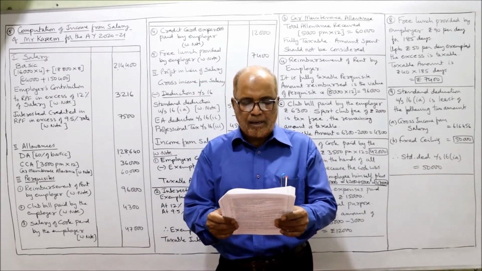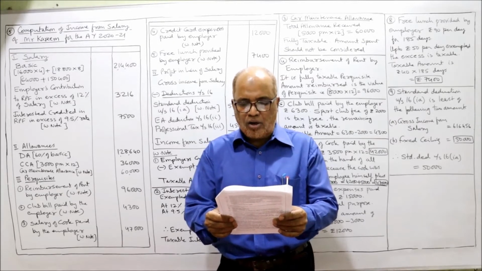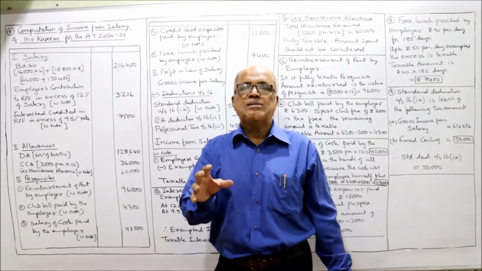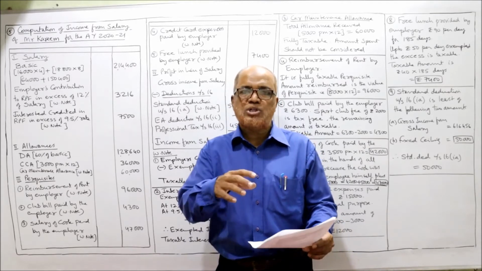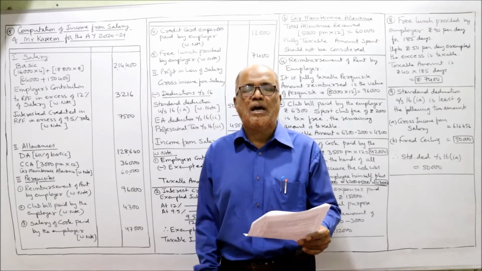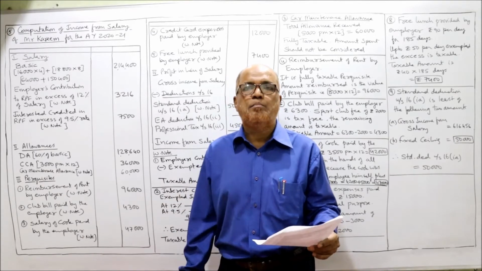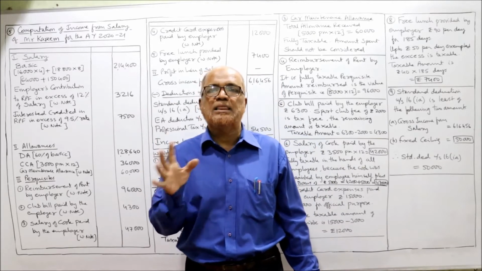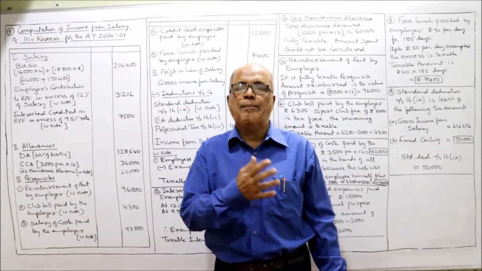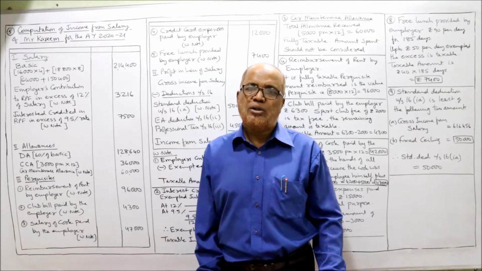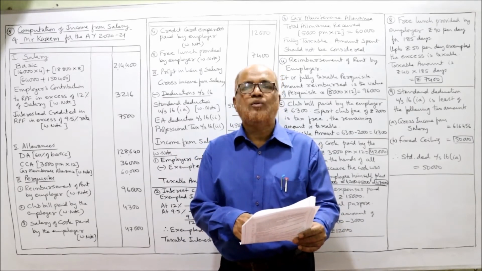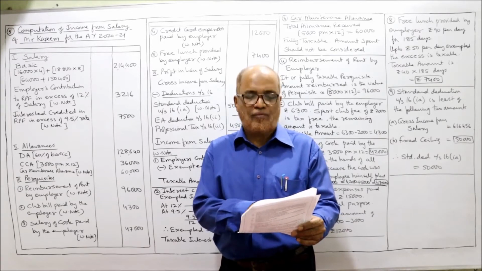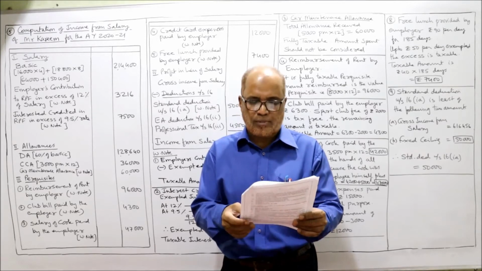Club bill paid by the employer 6,300, including sports club fee of 2,000. The employee has become a club member and the membership fee of the club is paid by the employer. It's a taxable perquisite. But Income Tax Act says sports club or health club bill paid by the employer is not taxable. So here sports club fee of 2,000 is not taxable. Out of 6,300 minus 2,000, 4,300 will be taxable.